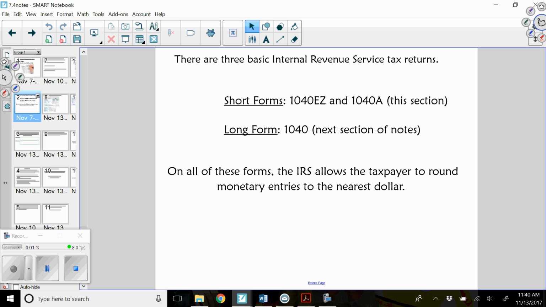For you guys, as you're younger, you're going to be doing probably the 1040 Easy. On all of these forms, the IRS allows the taxpayer to round monetary entries to the nearest dollar. That way we don't have to worry about messing with change throughout this whole thing. So we'll just round to the nearest dollar all the way through, and that makes it a lot faster.